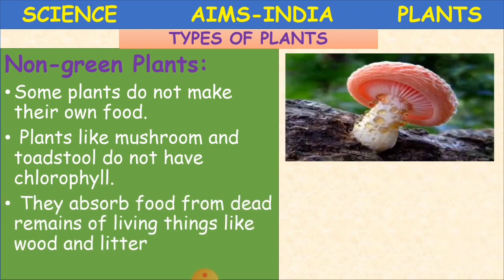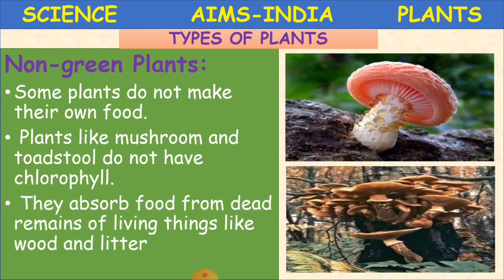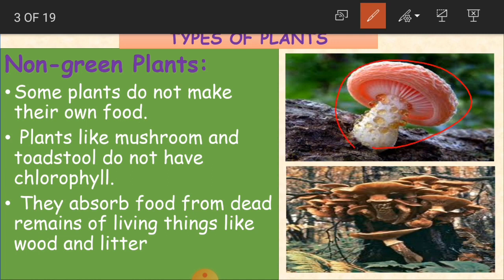Some plants do not make their own food, whereas green plants make their own food. Here, as you see in the picture, we have a plant. I hope you guessed what this plant is. Yes, it is mushroom. Such plants like mushroom and toadstool do not have chlorophyll.